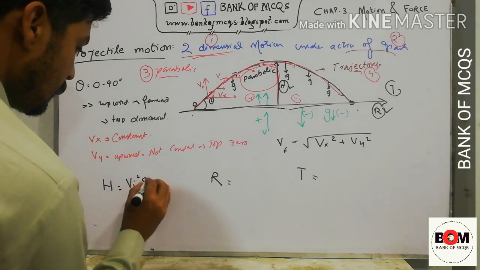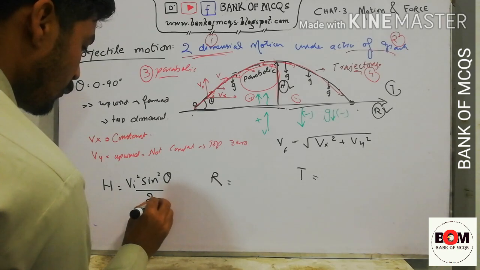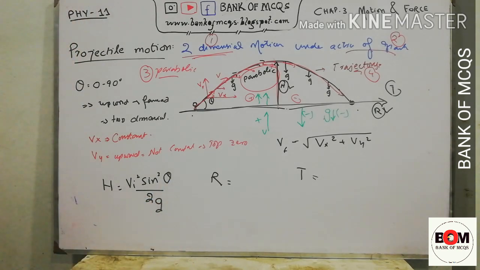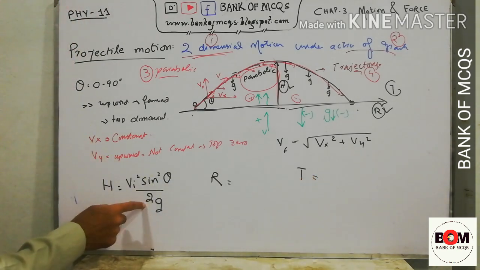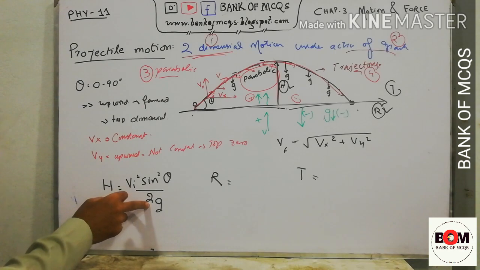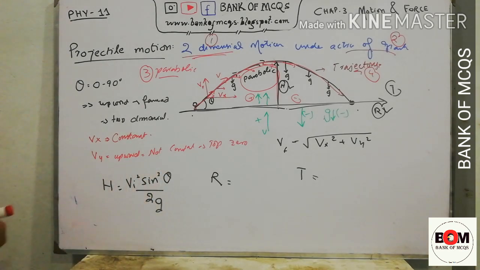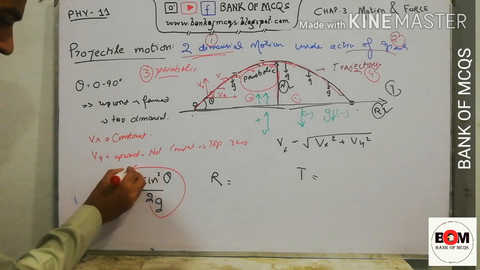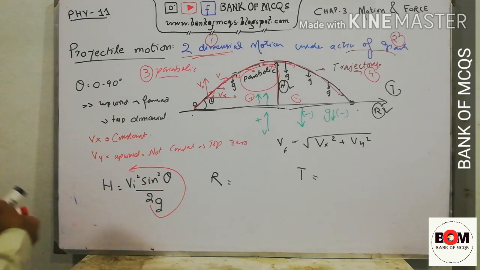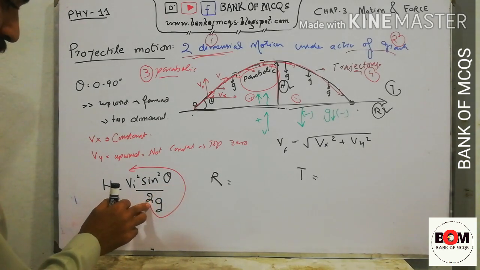V i square sine square theta divided by 2g. In the next case, we will convert this 2 into 2 and this 2 into 2. It means we will remove this 2. In the second case, we will remove this 2. In the third case, we will remove this 2. This will be a circle like this.